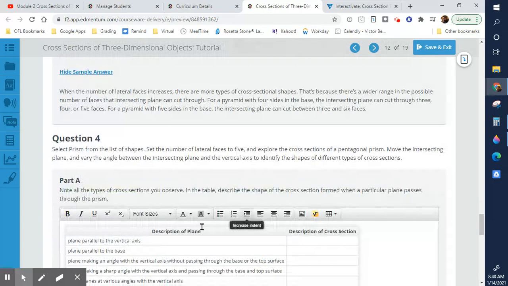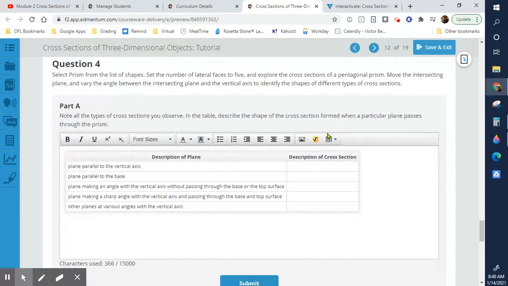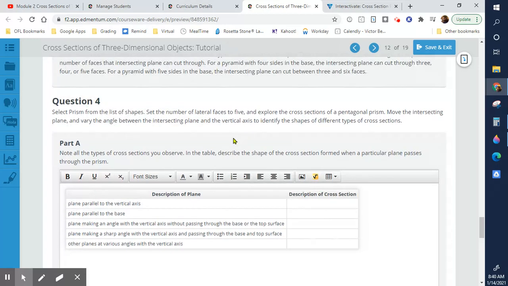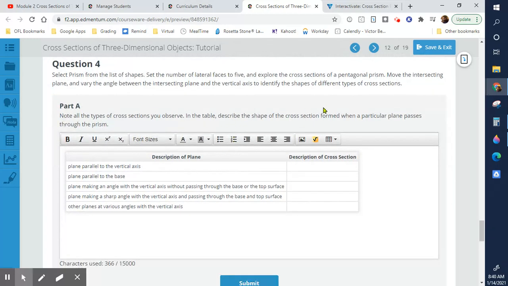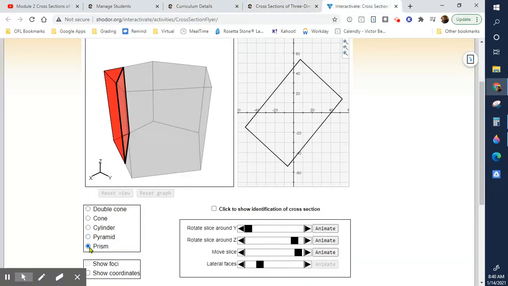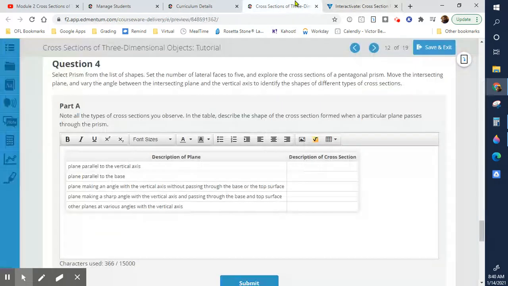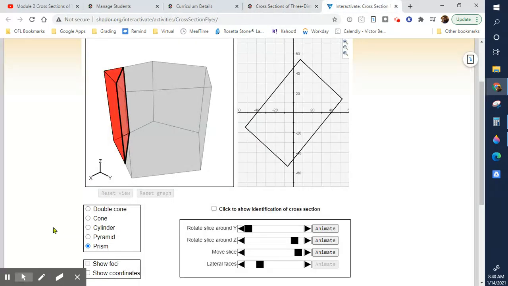So we're going to be working on a prism. So let's go to prism, and I believe this one, yeah, we're going to have to specify how many sides we're doing. So looking at the prism, you can see we're probably going to get a rectangle somewhere there. So parallel to the vertical axis. Oh, well, it wasn't that much of a spoiler because that's a rectangle.